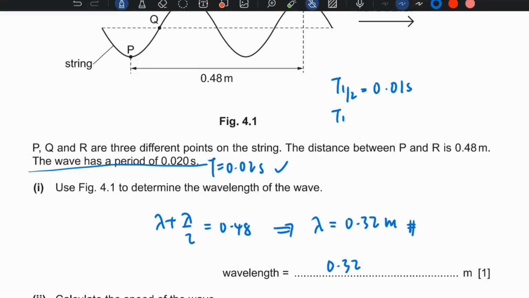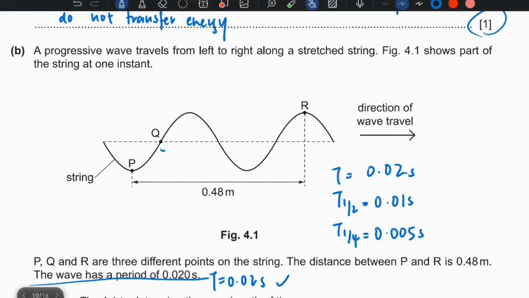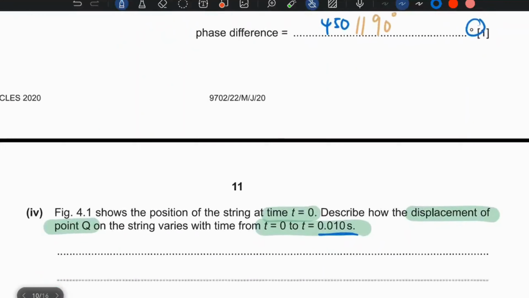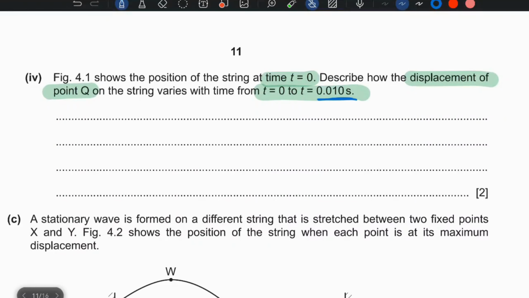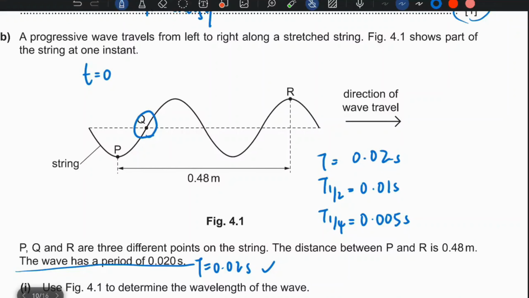Another thing to take note of is, what is the time after a quarter cycle? That means, what is the quarter period value, which is 0.005 seconds. So from here, we know that when Q is at this point, the time was t equals 0. Why? Because they mentioned that figure 4.1 shows the position of the string at time t equals 0. Now, the next thing you should ask yourself is, how is this point going to move?